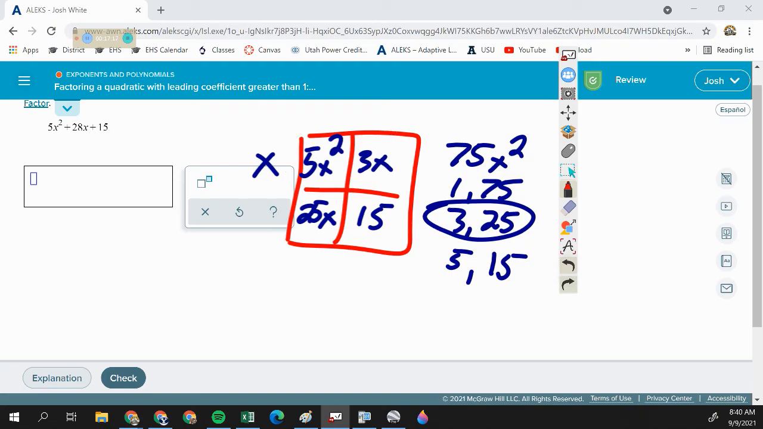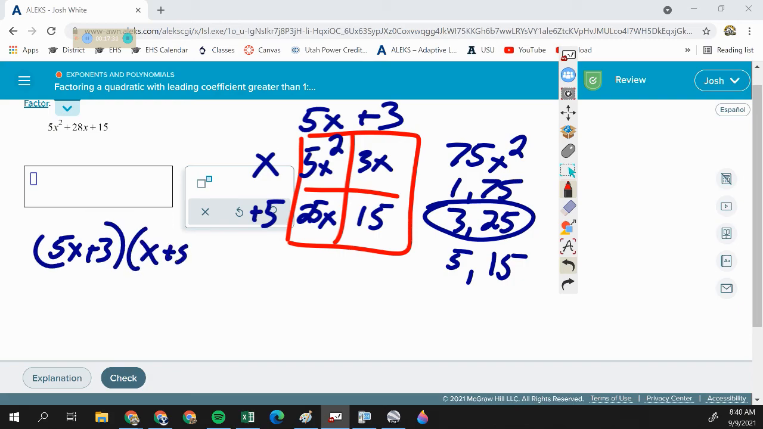So if I take out an x, I'm left with 5x plus 3. And if I take out a 5x, I'm left with 5. So my roots, well, the factors are 5x plus 3 and x plus 5. If it asks you to find the solutions, negative 3/5 and negative 5. Okay? All right.